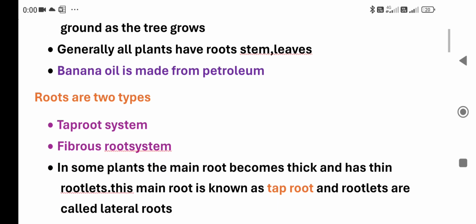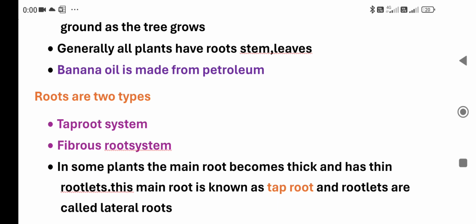Clear? So roots are of two types. One is the taproot system and the other is the fibrous root system. Here I show you two images. By observing them, you can reach a conclusion regarding the taproot system and the fibrous root system. Let's see.